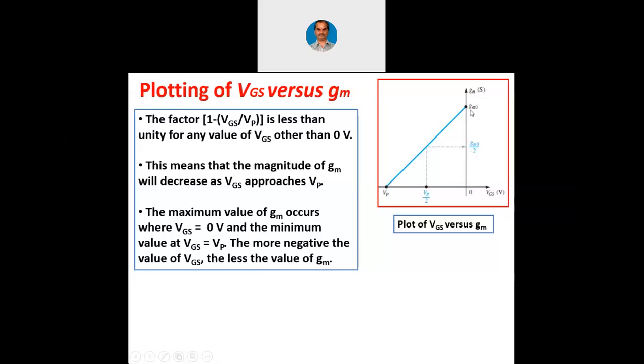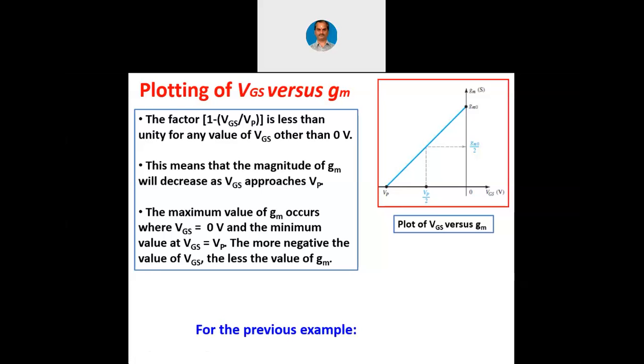Now, when we plot GM versus VGS, we get a straight line like this. We can take different values of VGS and keep on plotting the value of GM versus VGS, and we get a straight line like this. So, the maximum value of GM occurs when VGS equals 0, that is this GM0, and the minimum value occurs at VGS equals Vp. Actually, when VGS equals Vp, we can see that the value of GM is 0. So, that way we can plot a curve like this.